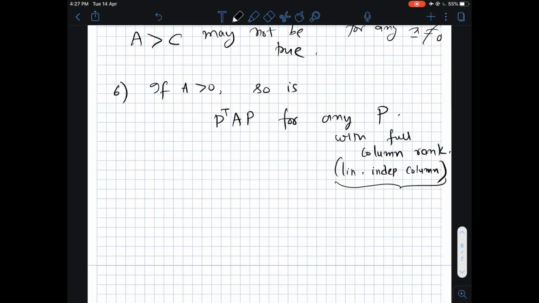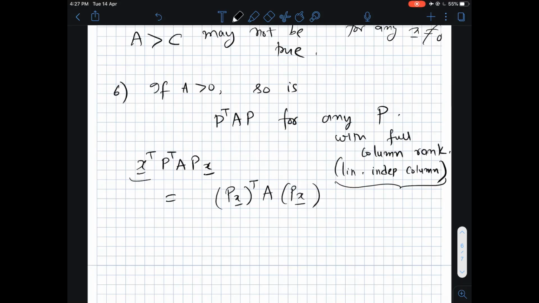So in that case, P transpose AP is also positive definite. Okay, how do we prove this? Well, you start from the definition. So let's construct the corresponding quadratic form for P transpose AP. This is going to be x transpose P transpose APx. Now that's going to be equal to (Px) whole transpose A(Px).